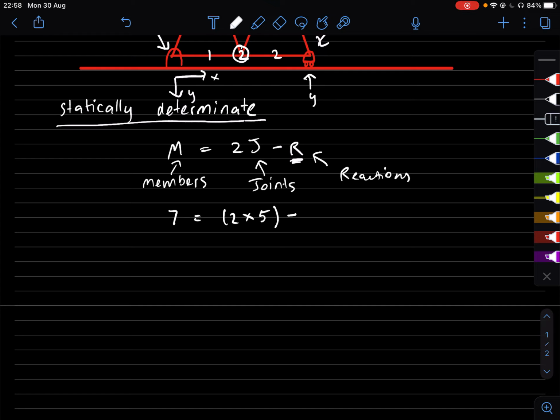So how many reactions do we have in total? 1, 2, 3. Well, does this formula work out? 7, does 7 equal 10 minus 3? Yes, it does. Okay, so now we know we have a statically determinate truss, which we can solve.